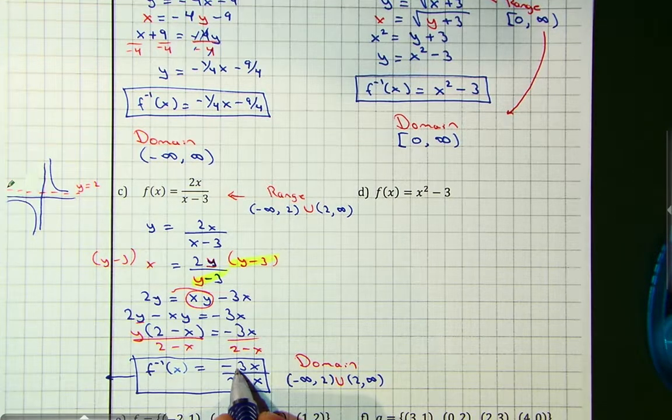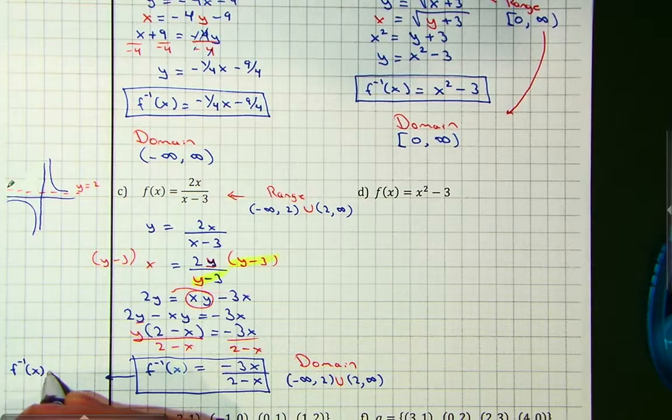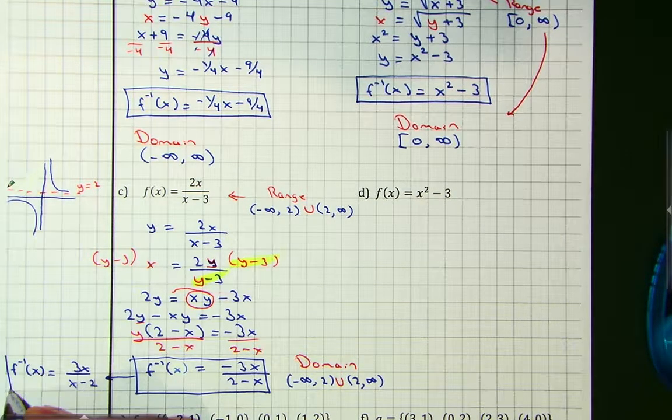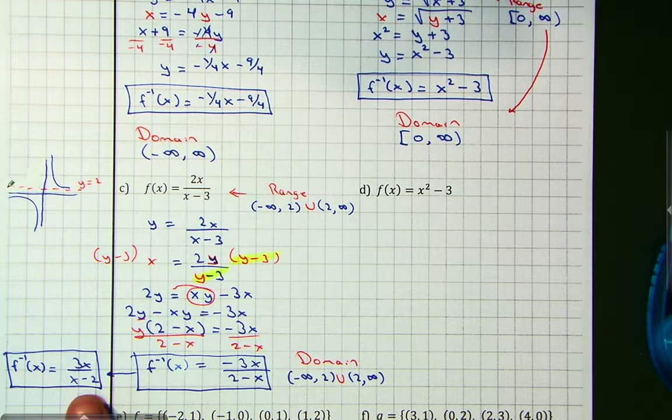Multiply by negative 1 gives you the inverse, which is 3x. Multiply by negative 1 becomes a positive x, becomes a negative 2. So those two expressions are the same. Most of the time we prefer this one here.